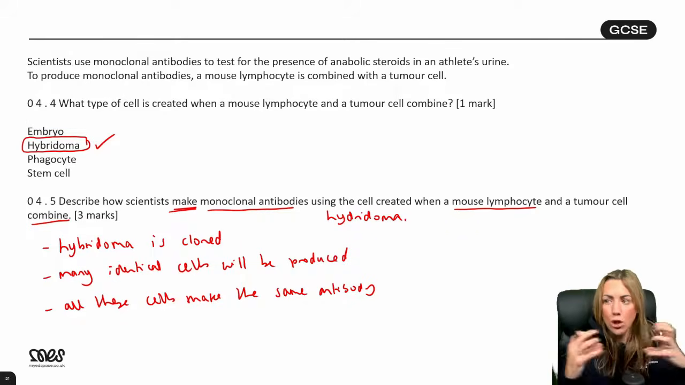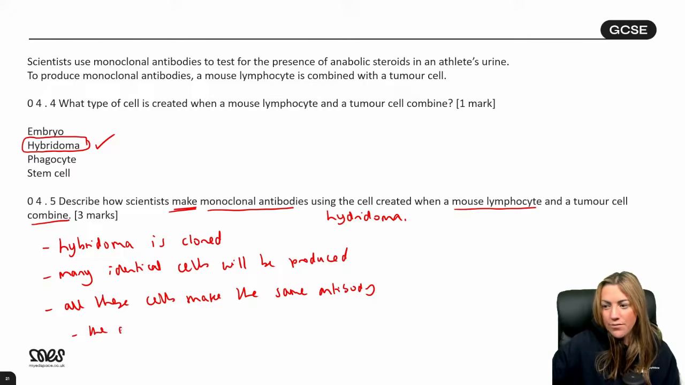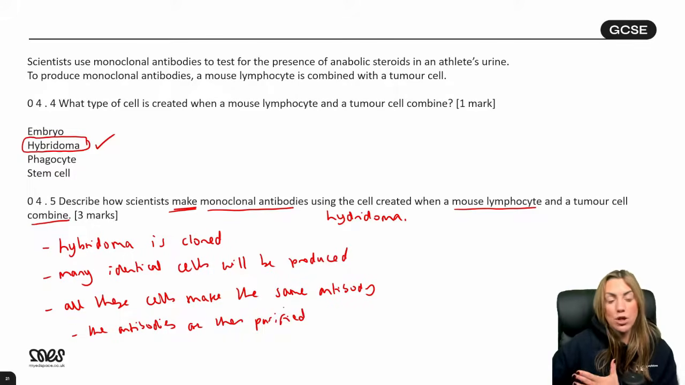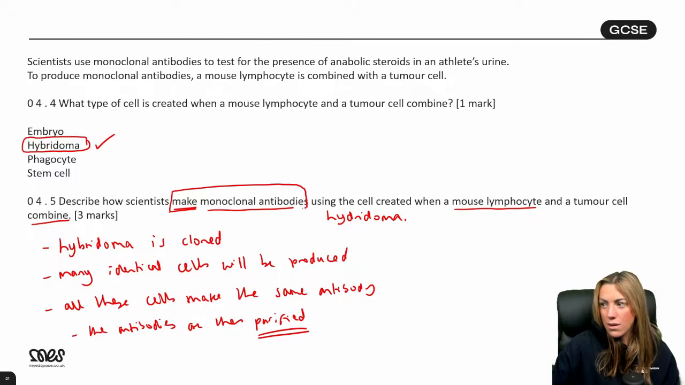The hybridoma will clone itself, will have many identical cells. All of those cells will now make the correct, or the specific, or the same antibody. And finally, we can say the antibodies are then purified, or we often say collected and purified, but the mark is for saying purified, because then we've got to that final part of actually how do we get the monoclonal antibodies. They'll all be the exact same type of antibody because they were all produced from the same original lymphocyte that was making that specific antibody.